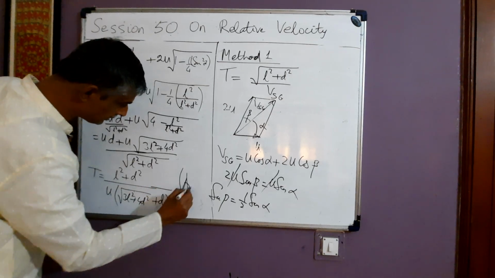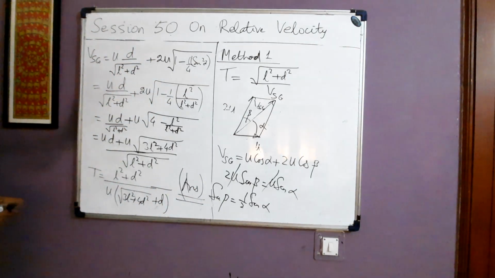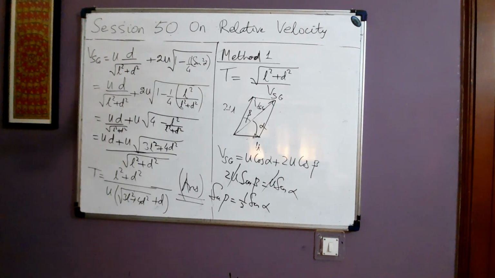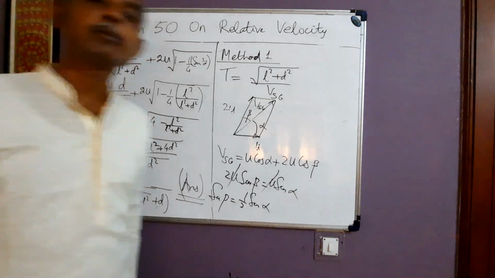See, this is the required answer. This is therefore the required answer. Alright. So T becomes L square plus D square by U times root under D plus root 3L square plus 4D square. This is the required time by method 1. Alright.